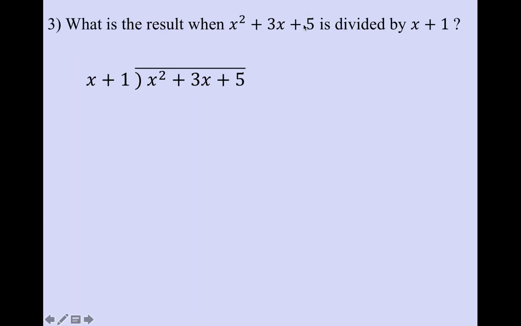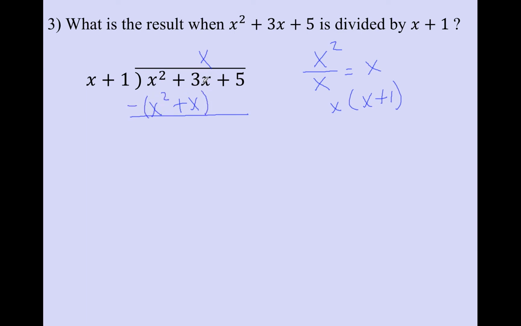So here's my number divided by x plus 1. Same thing. Take our first term divided by the x term. That is equal to x. Then we take x and multiply it by x plus 1. That goes here. This becomes x squared plus x. Draw my line, parentheses, subtract. This cancels out. 3x minus x is 2x. Bring this down. Plus 5.